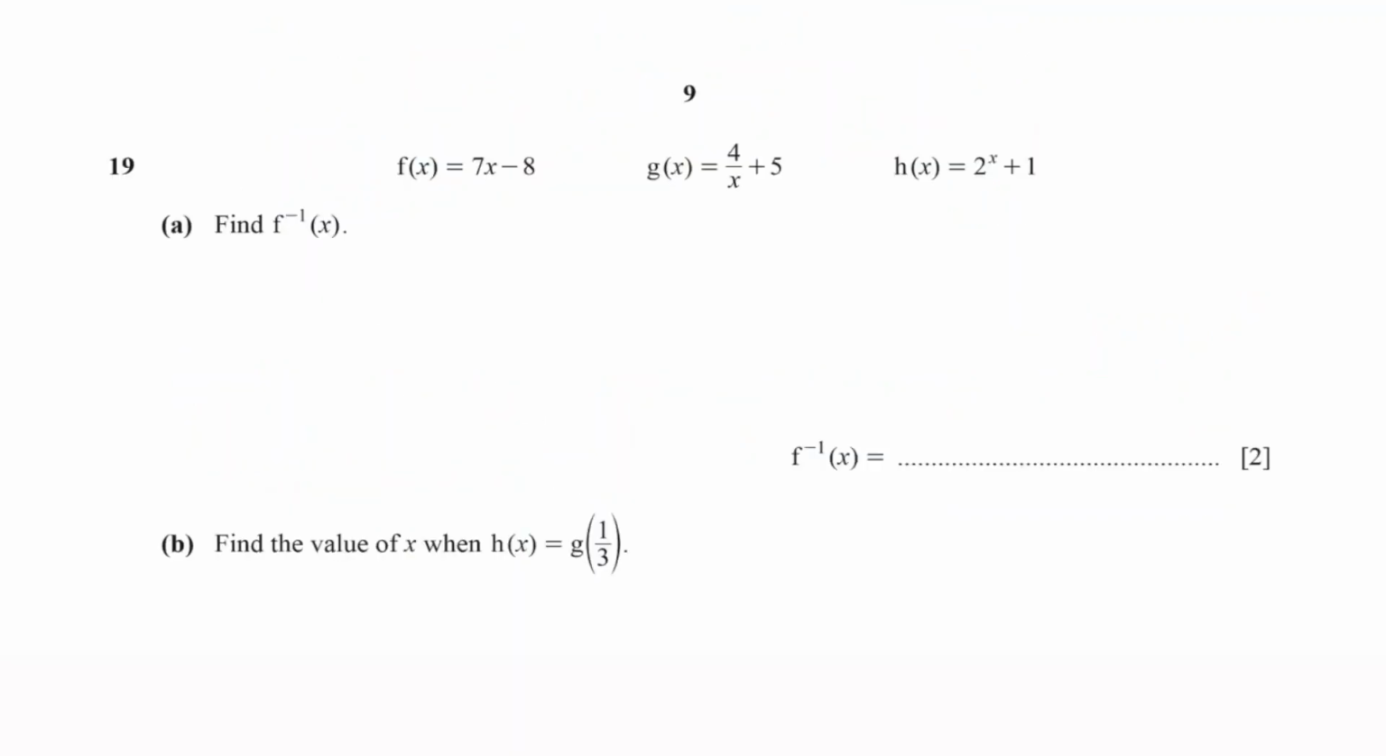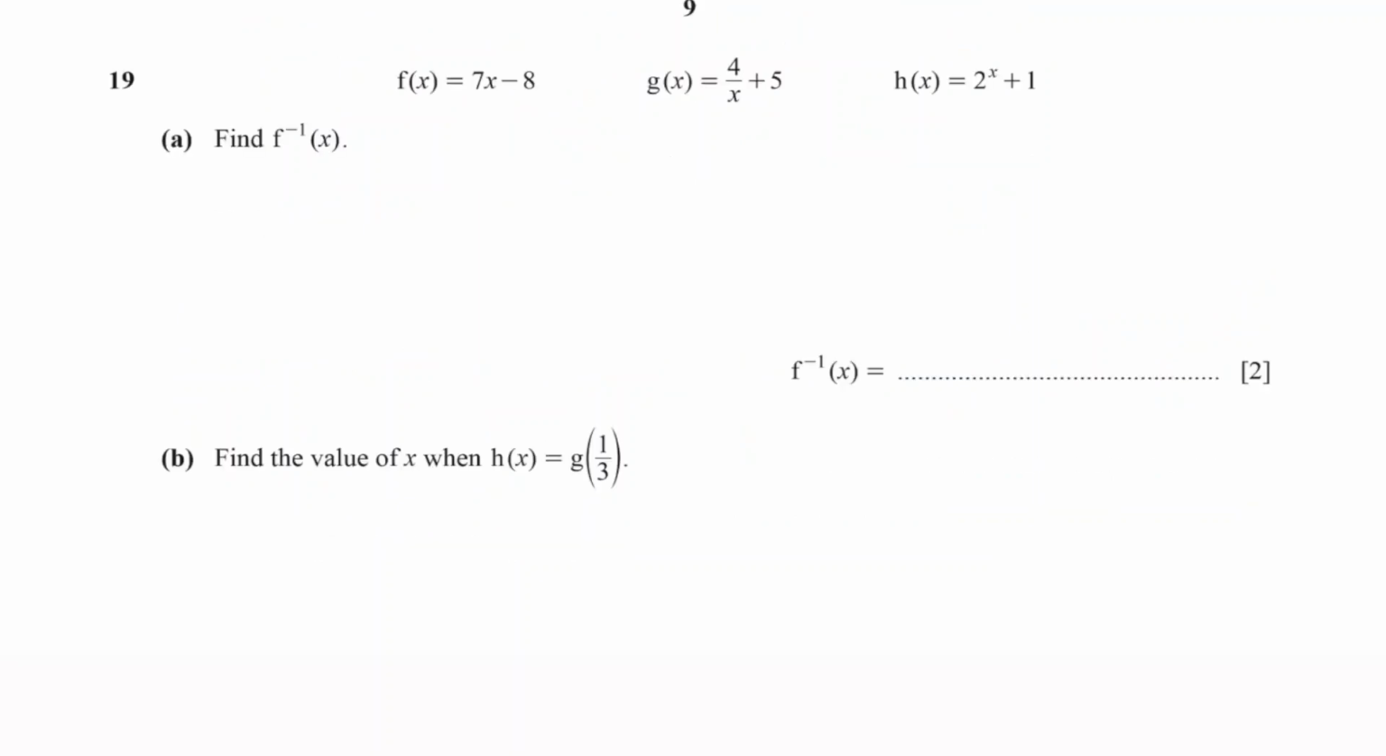Let's move on. Question number 19. Find f inverse of x, where the values of f, g of x and h of x are given. F inverse of x will be, see, there is a 3-step method that you have to remember. The first step is that instead of f of x, you will be writing y. So y will be equals to 7x minus 8. This is the first step, replacing f of x as y. Second step is, wherever you see y, you will change it to x, and wherever you see x, you will change it to y. That's the second step, keep it in mind.